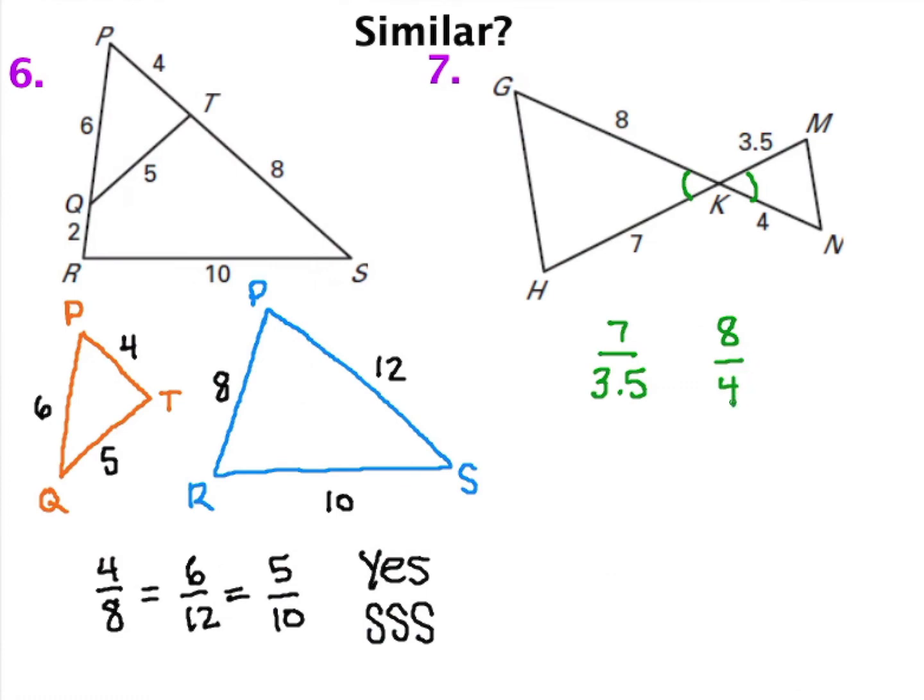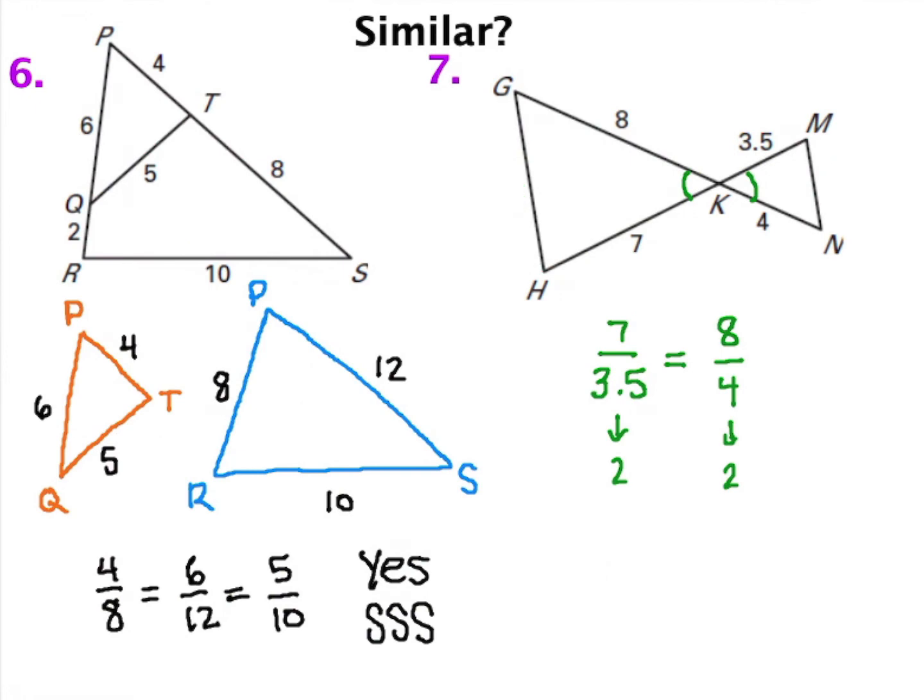Remember that another way to do this is to take 7 divided by 3.5, and that comes out to 2 on the calculator. 8 divided by 4 also comes out to 2. Those are both 2-to-1 ratios. So we've got only 2 sets of sides that are proportional though. They didn't tell us enough to figure out all 3 sides.